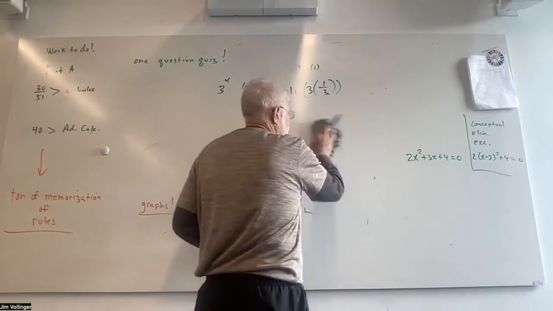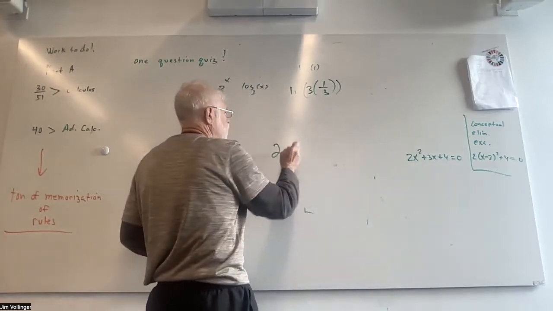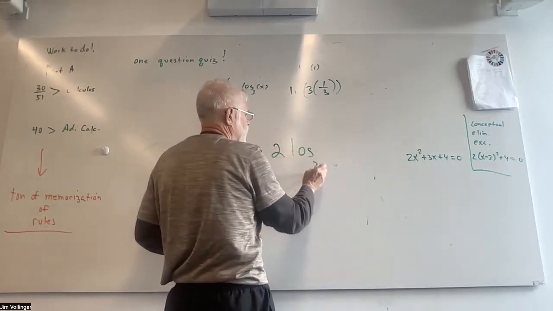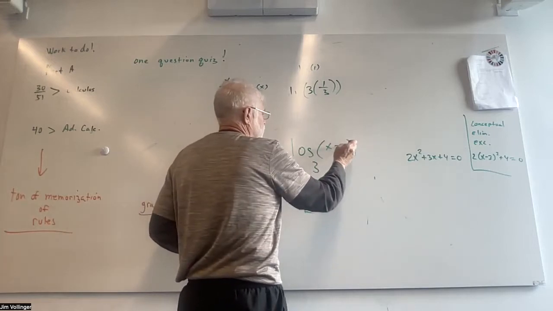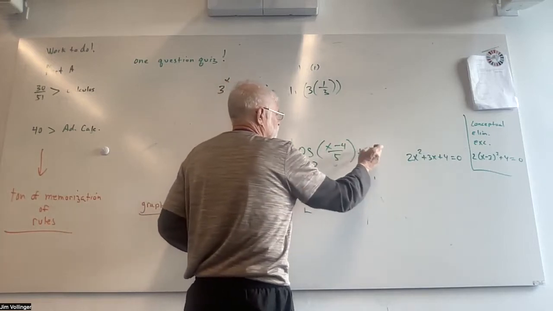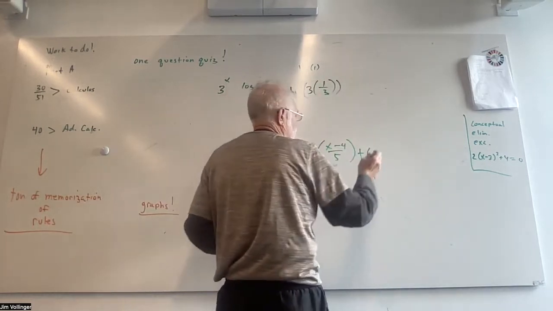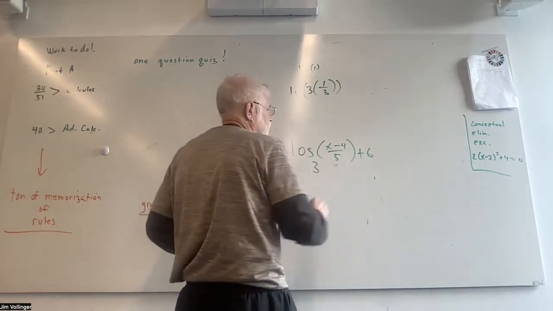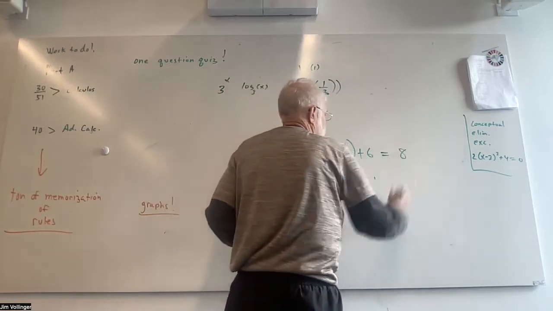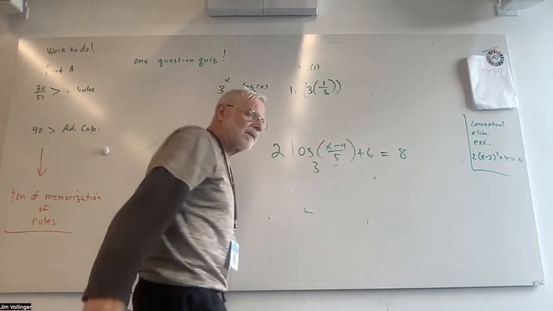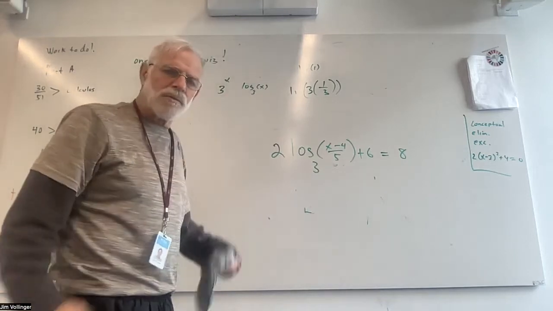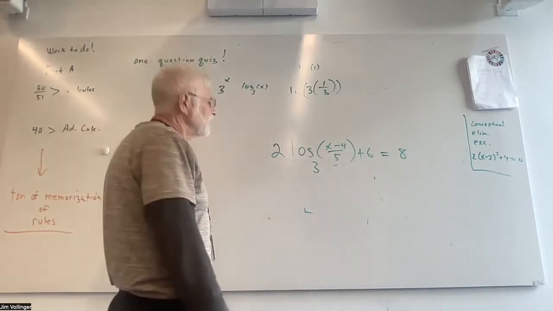What did you have? You had something like 2 times the log base 3 of (x minus 4) over 5 plus 6 equals 7, something like that. I don't know. 2 plus 6 is 8. So let's make it equal to 8, right? Because this is going to get us a nice simple solution. And we just want to see it. All right, so what are we going to do?